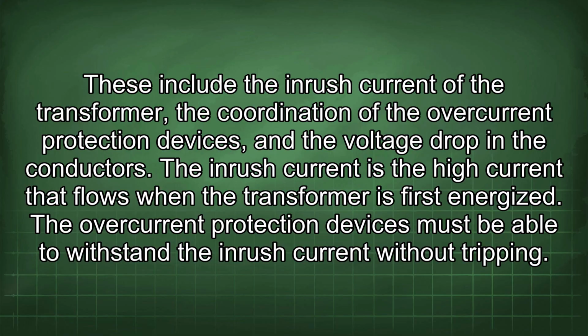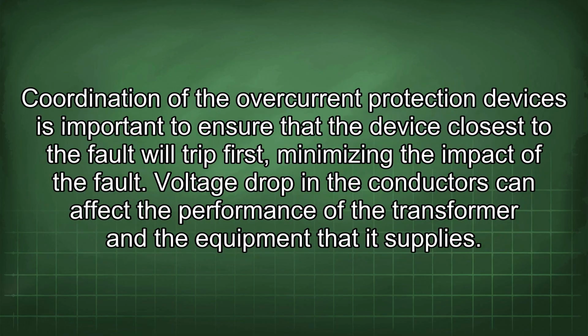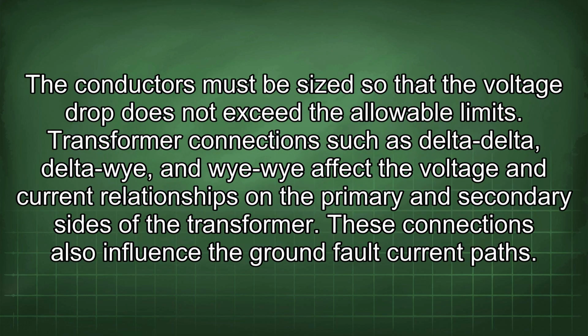The inrush current is the high current that flows when the transformer is first energized. The overcurrent protection devices must be able to withstand the inrush current without tripping. Coordination of the overcurrent protection devices is important to ensure that the device closest to the fault will trip first, minimizing the impact of the fault. Voltage drop in the conductors can affect the performance of the transformer and the equipment that it supplies. The conductors must be sized so that the voltage drop does not exceed the allowable limits.